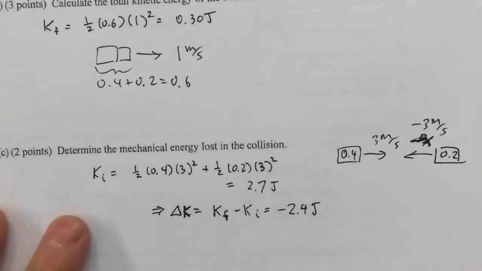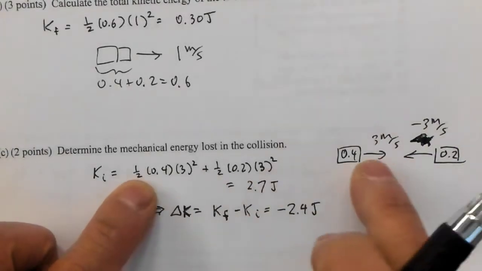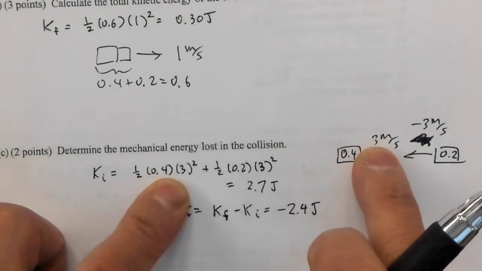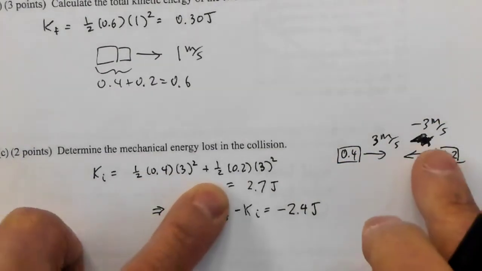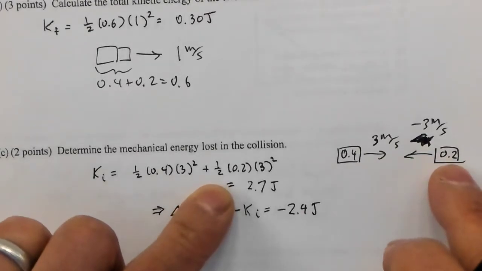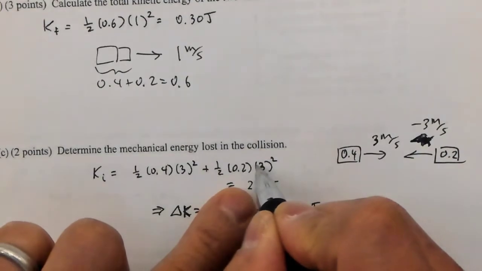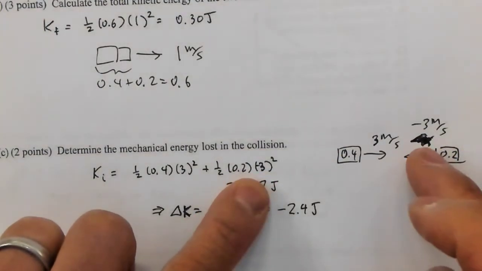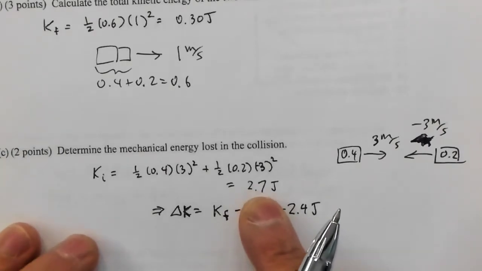And so now we have 1/2 times 0.4 times 3 squared is the kinetic energy of this one here. And then the kinetic energy of this one is 1/2 times 0.2 times negative 3 squared. If you want to put a negative here, it just drops out though. And so that comes out to 2.7 joules.